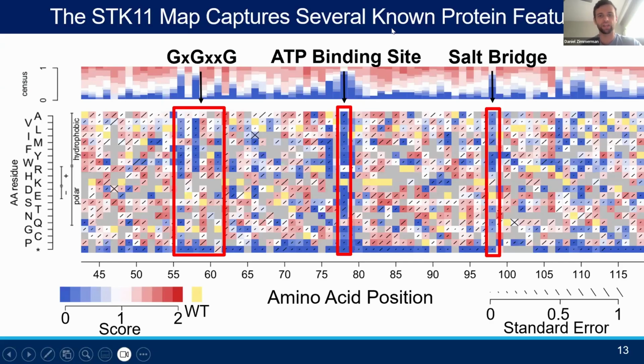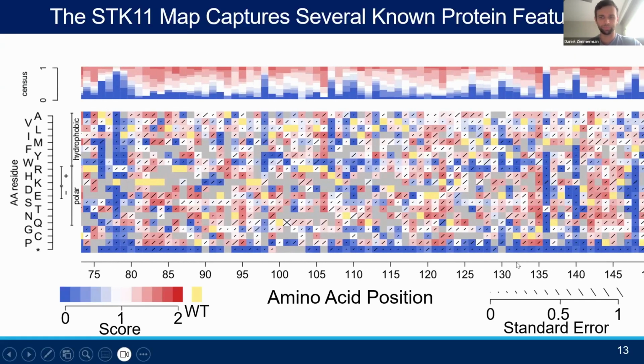The ATP binding site appears to be highly intolerant to variation, having nearly all substitutions be damaging. And similarly, a salt bridge located nearby, while not as critical as the ATP binding site, still does seem to be important for the protein's function.